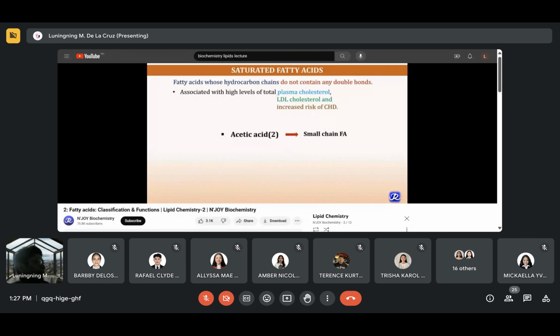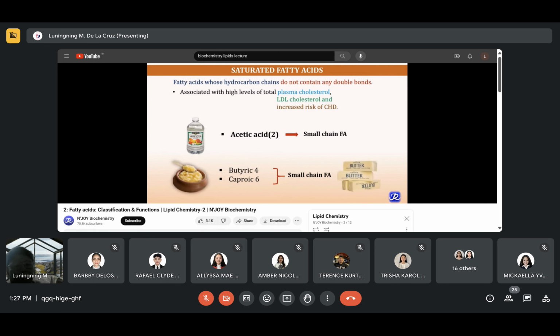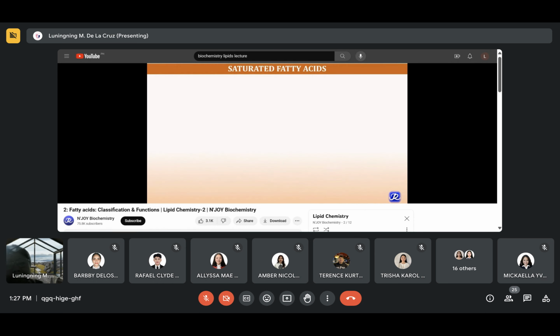The saturated fatty acid containing two carbons is acetic acid. It is a small chain fatty acid and the source is vinegar. Butyric acid has 4 carbon atoms and caproic acid has 6 carbon atoms, and they are also called small chain fatty acids, and the sources are ghee and butter. Capric acid, lauric and myristic acids are medium chain fatty acids, and they contain carbon atoms 10, 12 and 14 respectively, and the source is coconut oil.